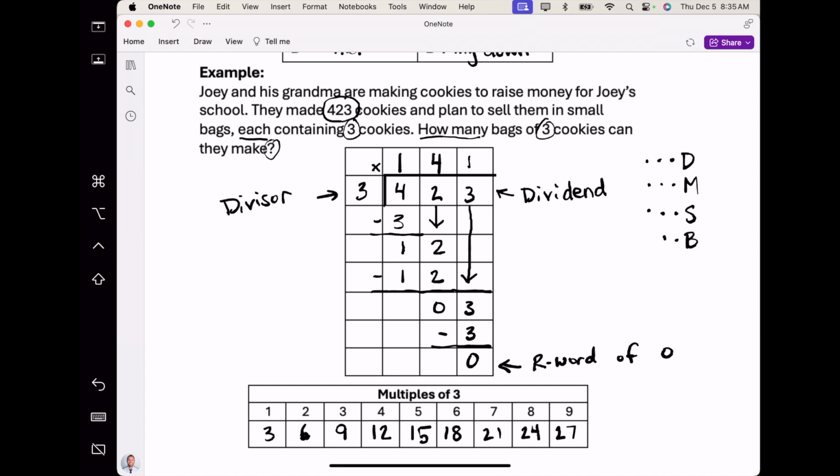So now we just write our answer out as a statement to answer our question. So how many bags of 3 cookies can they make? So we would say Joey and his grandma can make 141 bags of cookies.